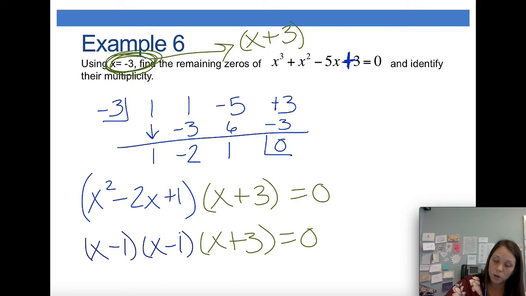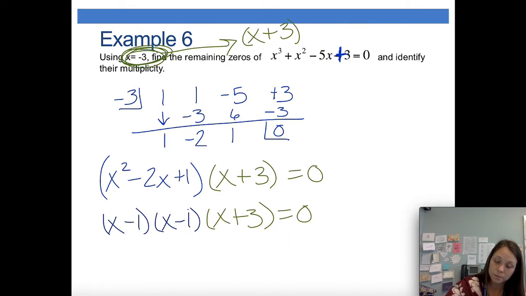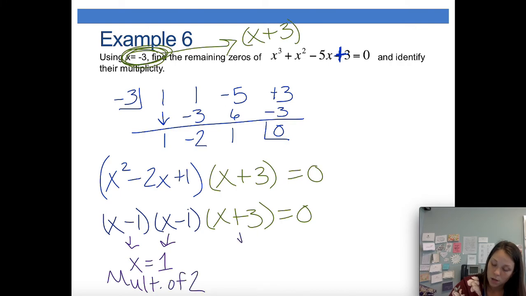Solving each of those for x. The x minus 1s are both going to give me the same answer, x equals +1, but because I'm getting that twice, I know it's going to be a multiplicity of 2. And x plus 3 means I'm going to get an answer of x equals -3. And it's only happening once, so I get a multiplicity of 1.